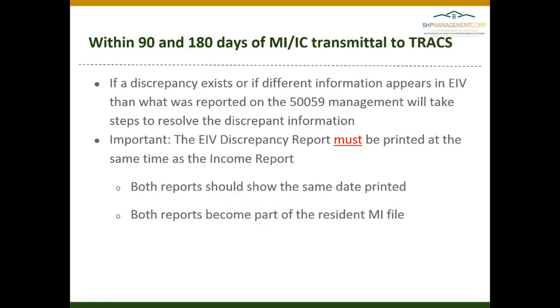So whether you're running the 90 or 180 day reports, these become part of the move-in file, both sections, both parts of that. So as a recap, within 90 and 180 days, you're running that summary report as well as the income report and the income discrepancy report.